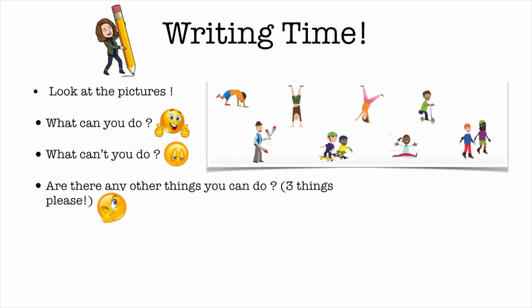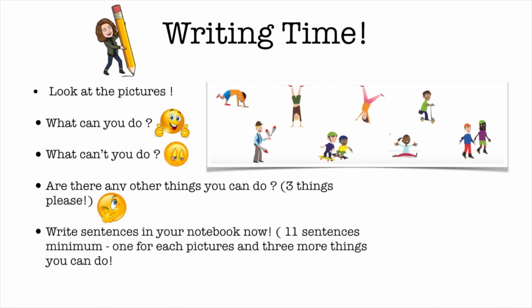Please choose 3 things. Maybe you're an amazing artist. Maybe you can draw pictures. Maybe you can play football. Maybe you can cook the most amazing piragi. I have no idea. But right now, in your notebook, I would like you to write sentences. Please write at least 11 of them, 1 for each of these pictures, and 3 more special sentences about you. So, tell me, which ones of these can you do?